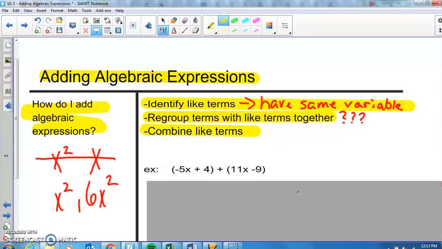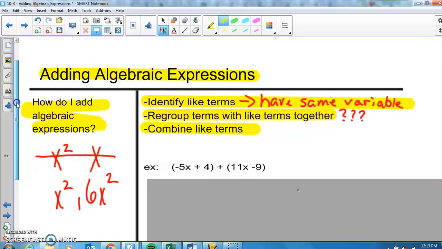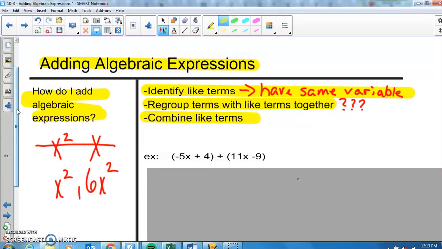So let's take this example: negative 5x plus 4 plus 11x minus 9. First thing we're going to do is identify our like terms. So I'm going to underline. I have a negative 5x. What makes a like term with that negative 5x would be another term with an x. So I have an 11x, so those are like terms. Now I have a 4. 4 is a constant, so I'm going to underline that twice in blue. That's going to match up with any other constant that I have. So I have a negative 9, so I'm going to underline that with blue. So I've taken care of step 1, identifying like terms.